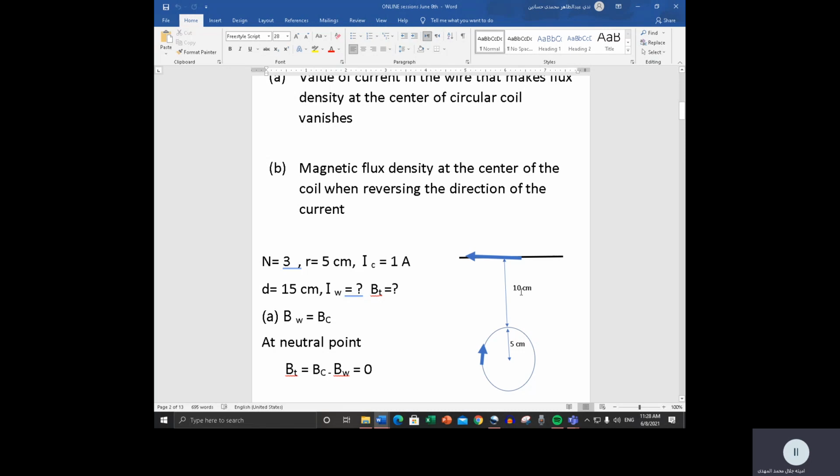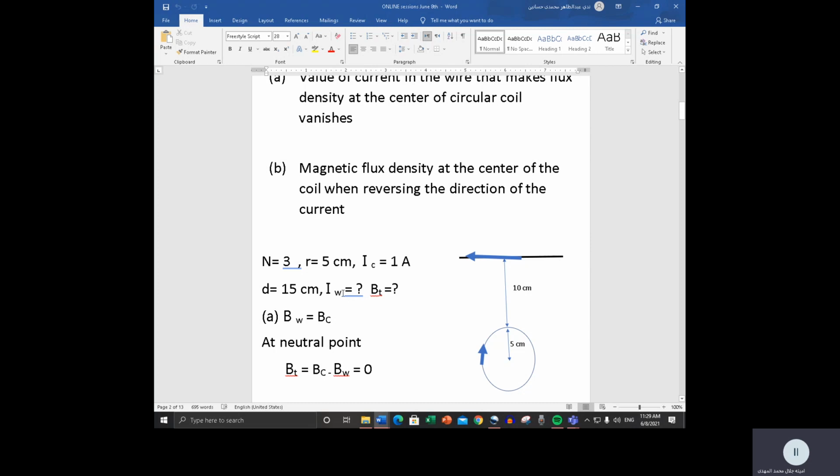So I extract the information: the number of turns, 3 turns. The radius of the circular loop is 5 centimeter. The current passing in the coil is 1 ampere. And the distance is 15 centimeter. Pay attention, this distance is from the wire to the center of the circular loop. It is not from the wire to the circumference of it. So that's why I have to subtract 15 minus 5 to give me this distance as shown in the diagram.